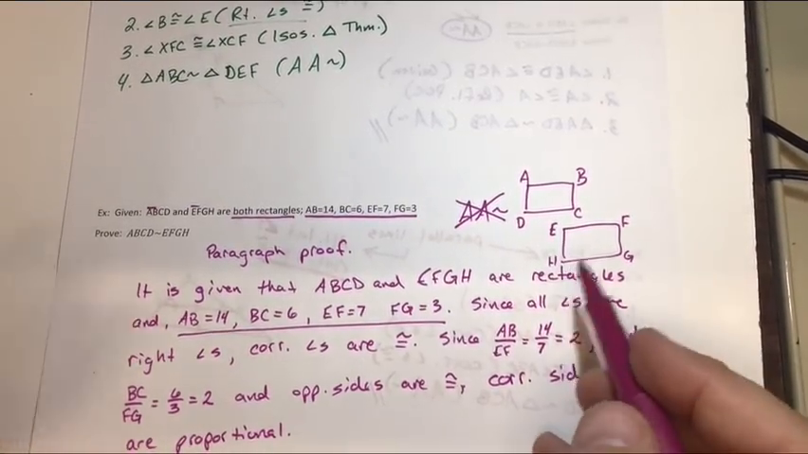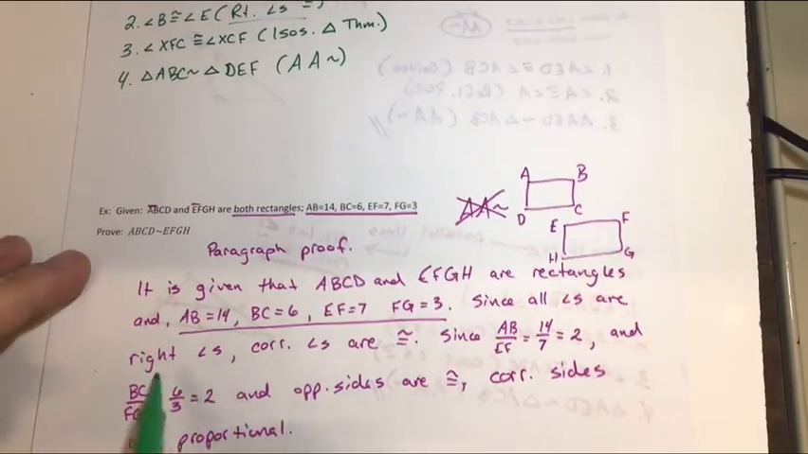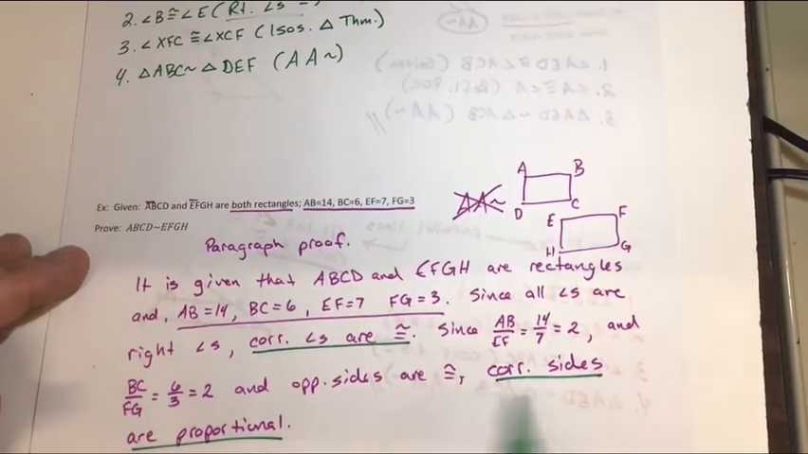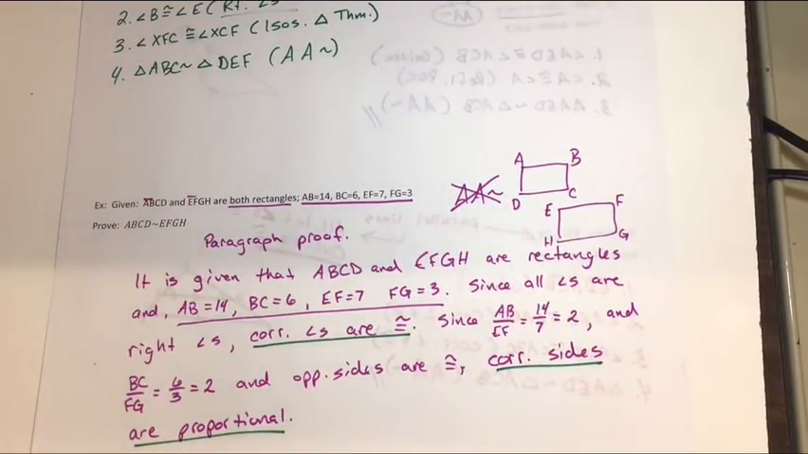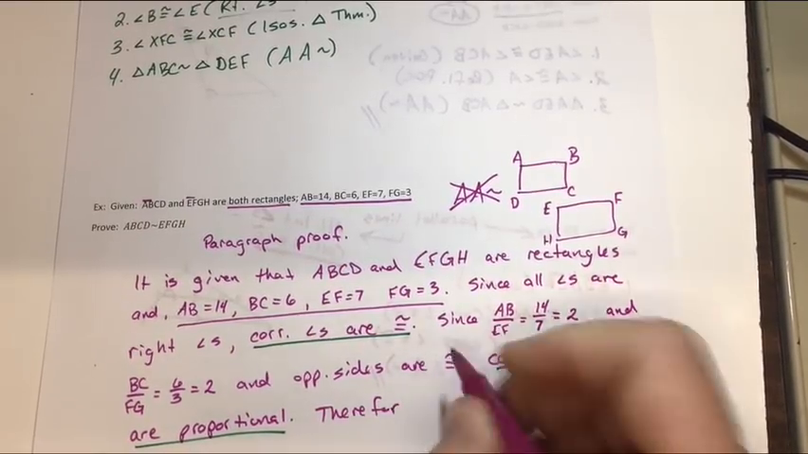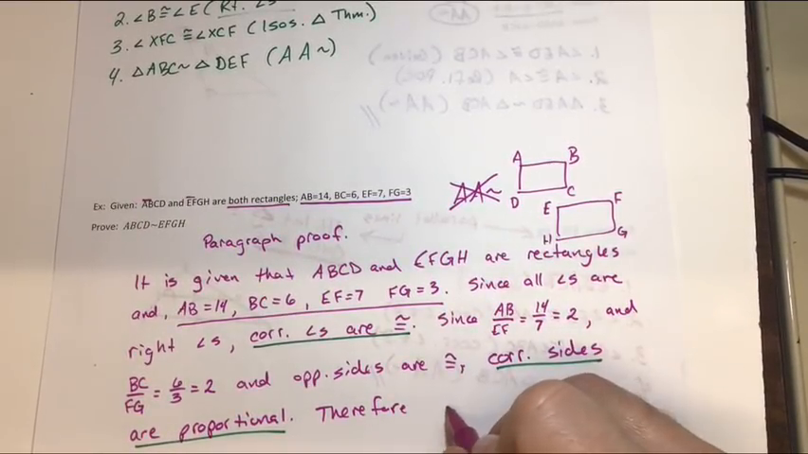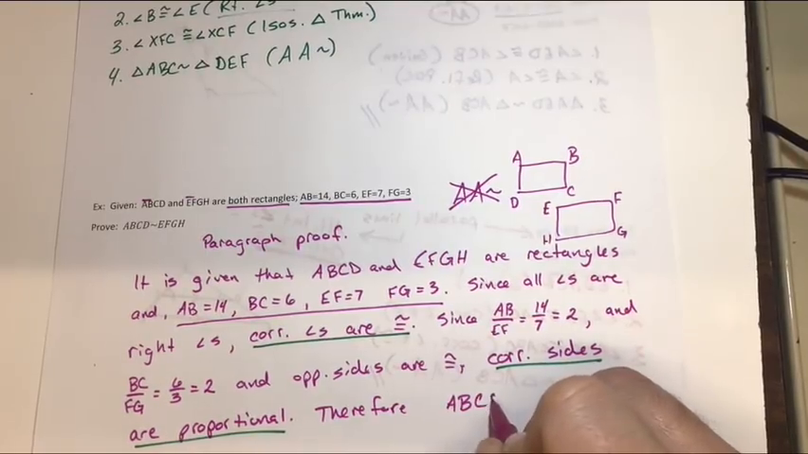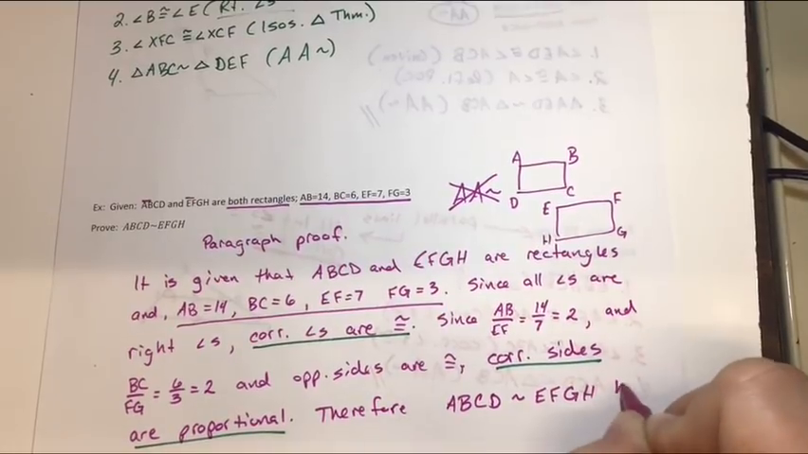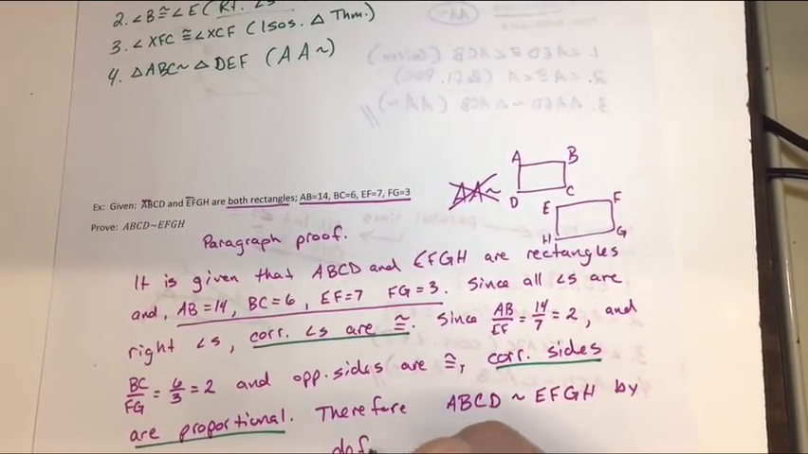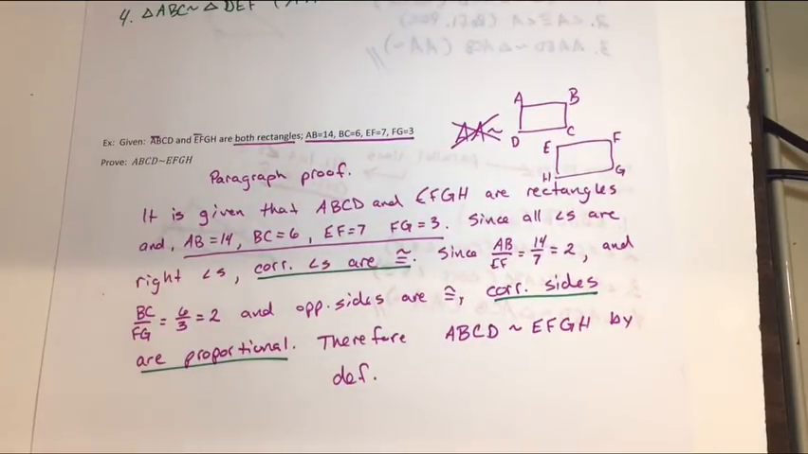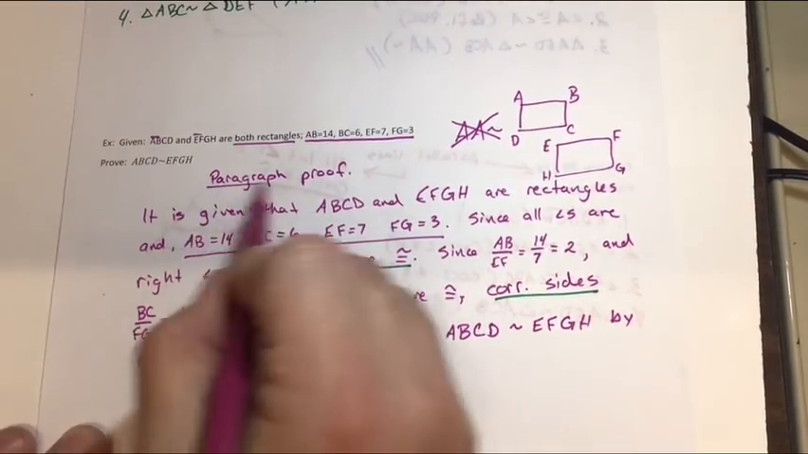Since I've shown these two sentences, and I'll underline them for you, since I've shown those two things, corresponding angles are congruent, corresponding sides are proportional, I can finish my proof by saying this. Therefore, ABCD is similar to EFGH by definition, meaning the definition of similar polygons. So that finishes my proof using a paragraph proof.